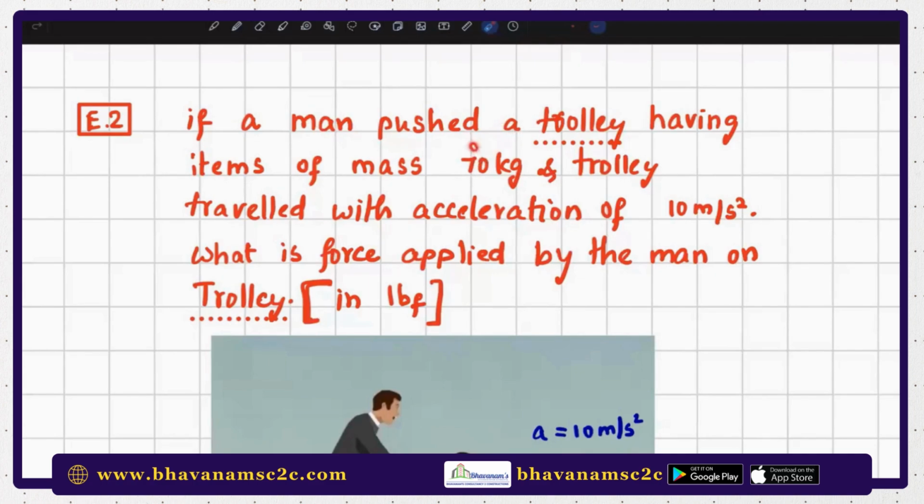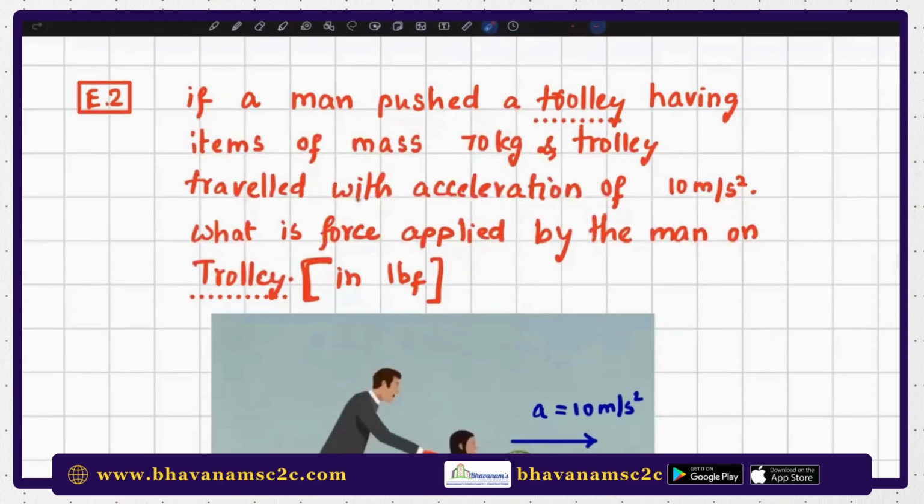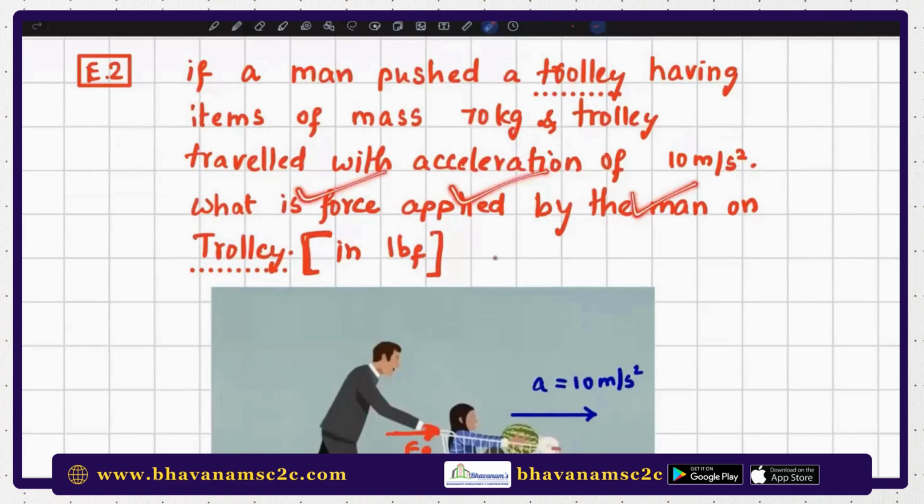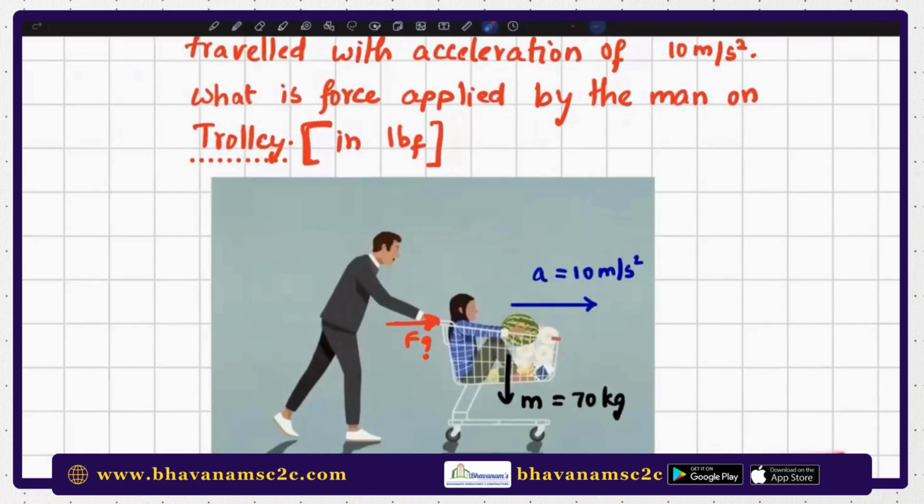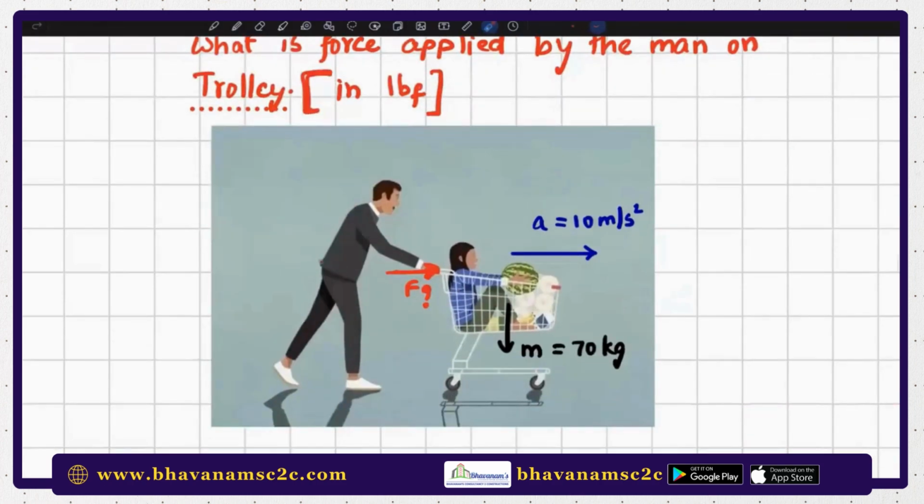So in my question, the mass is 70 kg, which is an SI unit, and he pushed the trolley, and the trolley has traveled with an acceleration of 10 meter per second square. Again, it is an acceleration in SI units. What is the force applied by the man on the trolley? So he's saying that they went to the market. In the US there are some big markets, I forgot the name, like DMart in India. So he applied some force here. Because of the application of some force, this underwent some acceleration. That acceleration is 10 meter per second square, and the mass of the entire objects here is 70 kg.